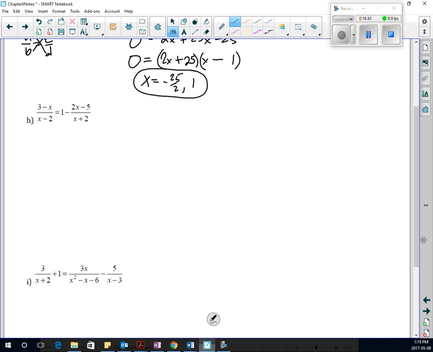So for h here, we can't do a cross multiply. We have to multiply each and every term by the LCD. So what's my LCD? My LCD is x minus 2 times x plus 2. So I'm going to multiply each and every term by that. So I have 3 minus x. The x minus 2's cancel, so I have x plus 2 equals, well, 1 has a denominator of 1, but it's not going to cancel anything, so I'm going to have x minus 2 times x plus 2 times the 1. I don't need the 1 there, but I'm going to put it anyways.